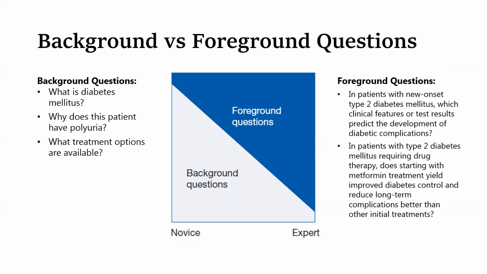Example, in patients with new onset type 2 diabetes mellitus, which clinical features or test results predict the development of diabetic complications? And in patients with type 2 diabetes mellitus requiring drug therapy, does starting with metformin treatment yield improved diabetes control and reduce long-term complications better than other initial treatments? It is for foreground questions that we need to go through the EBM cycle.